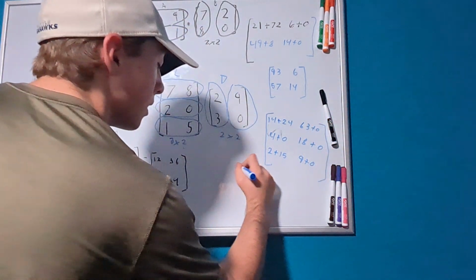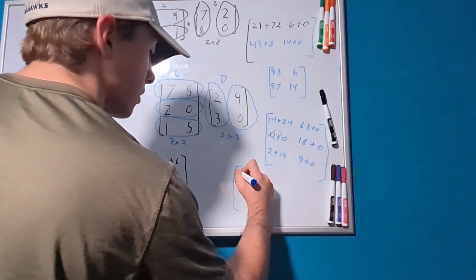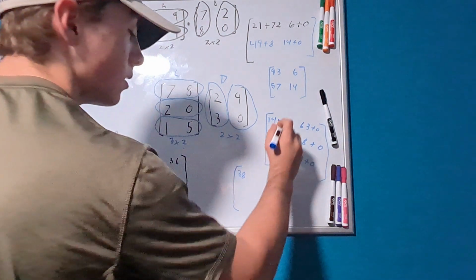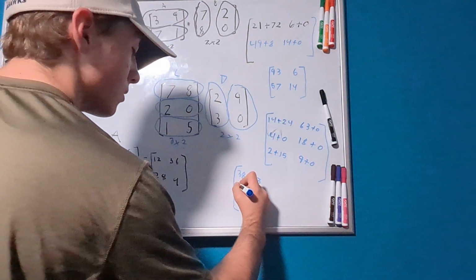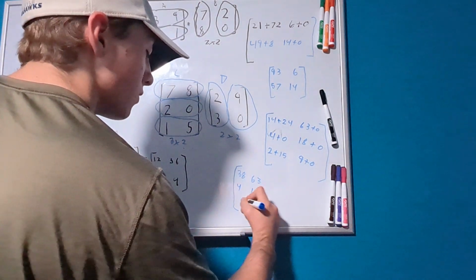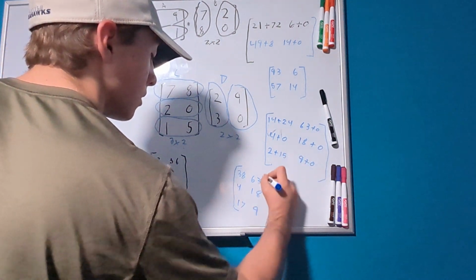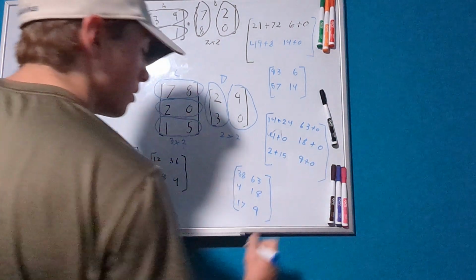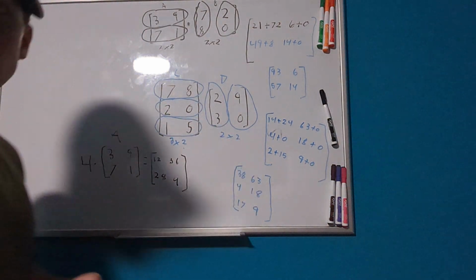Let's take these and add them together. So 14 plus 24 is 38. 63 plus 0 is 63. 4 plus 0 is 4. 18 plus 0 is 18. 2 plus 15 is 17. And 9 plus 0 is 9. So that is our resulting matrix from multiplying these two together.